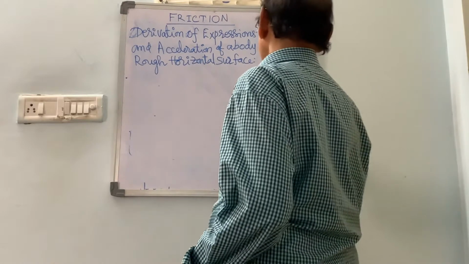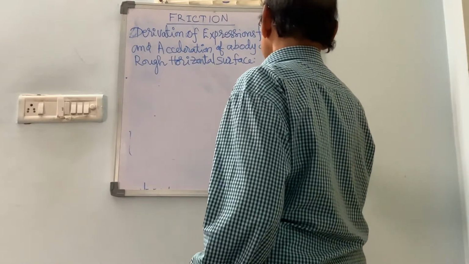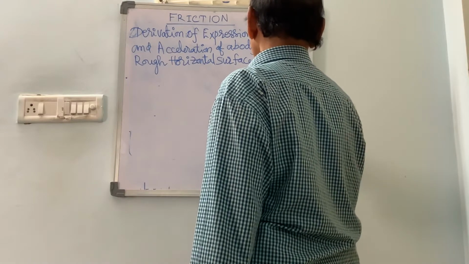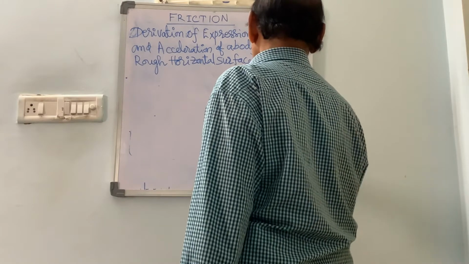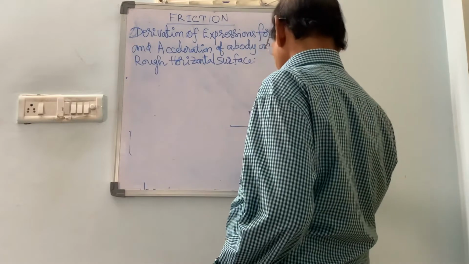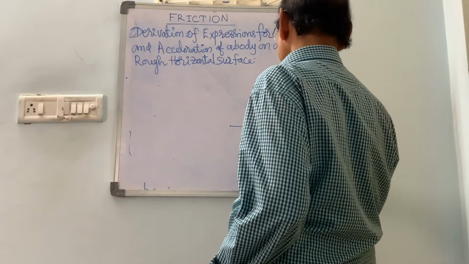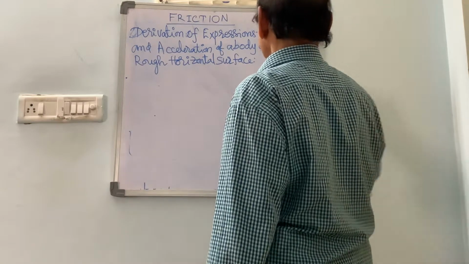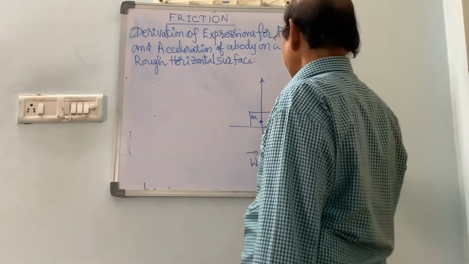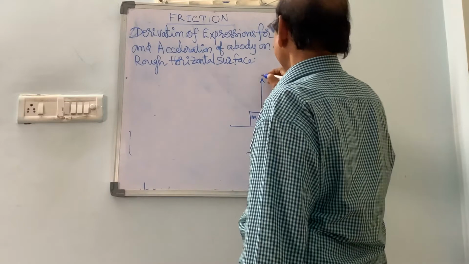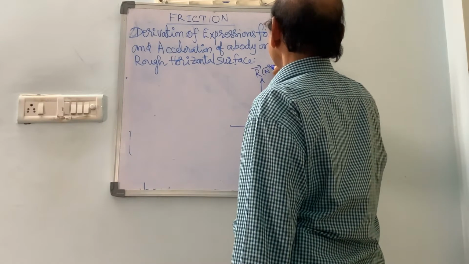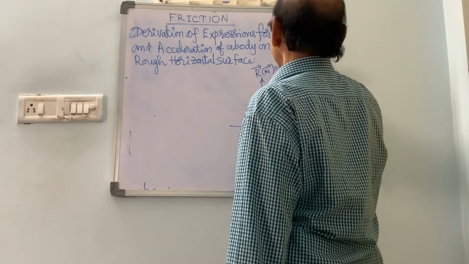Consider a body of mass m which lies on a surface. Its weight mg acts vertically downwards, and a normal force acts perpendicular to the surface, exerted on the body by the surface. R bar, or N bar, is equal to mg, the weight.